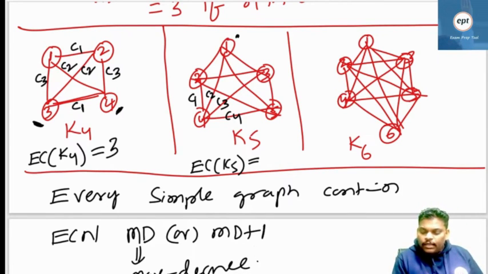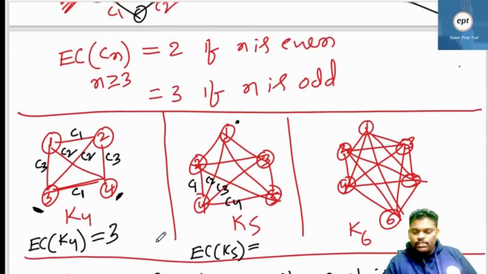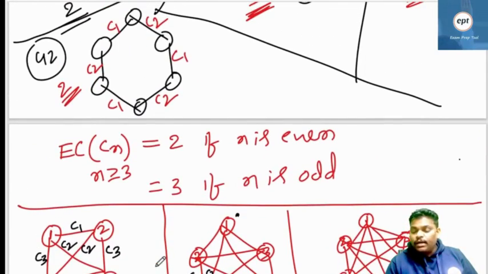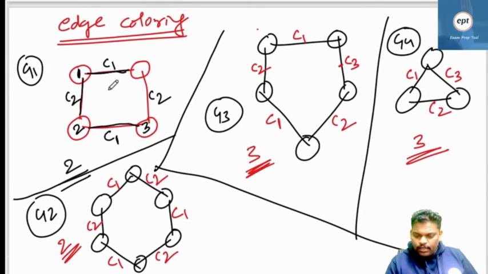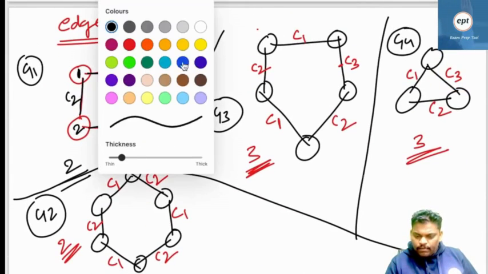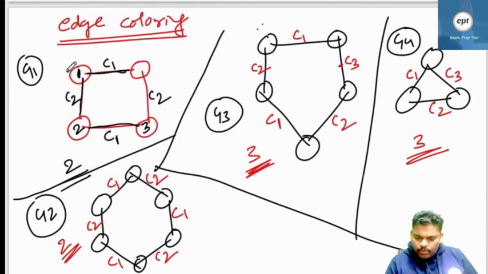Every simple graph contains edge chromatic number MD or MD plus 1. So listen, only two answers are possible, either MD or MD plus 1, where MD is the maximum degree. If you want, you can go and check. What is the maximum degree? 2. So the answer will be either 2 or 3.